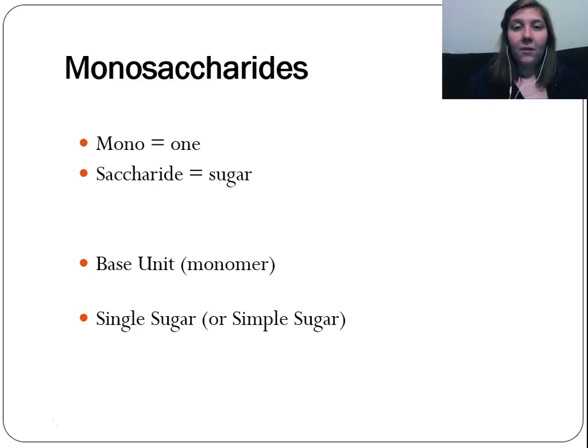The monomer of a carbohydrate is a monosaccharide. Mono means one, and saccharide means sugar. So monosaccharide is one sugar, also known as a simple sugar. So this is our monomer of a carbohydrate.